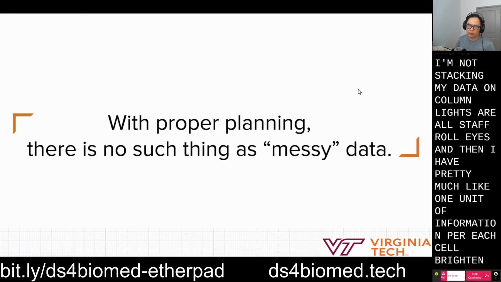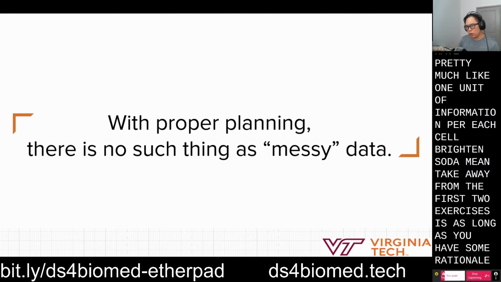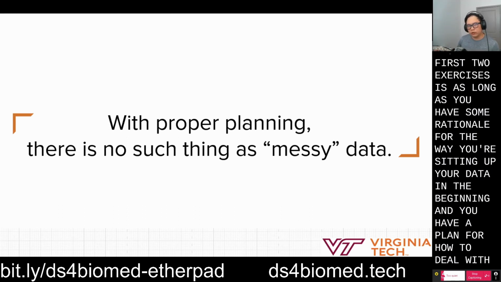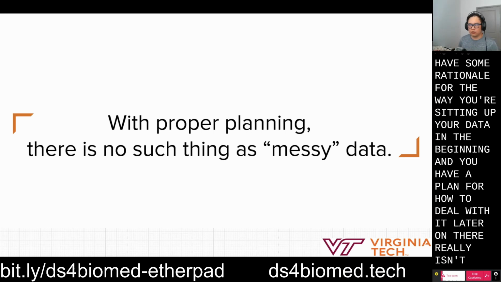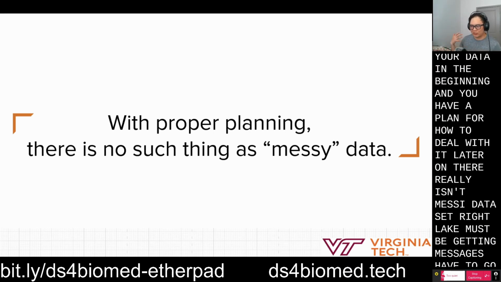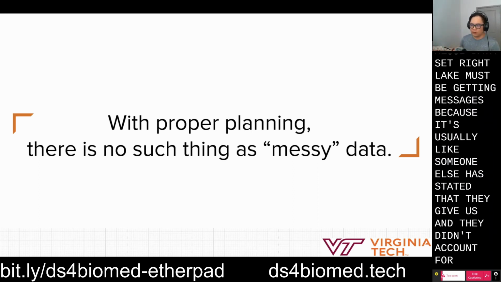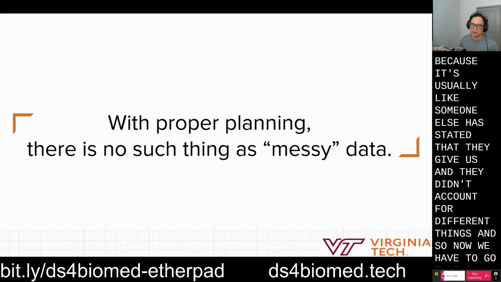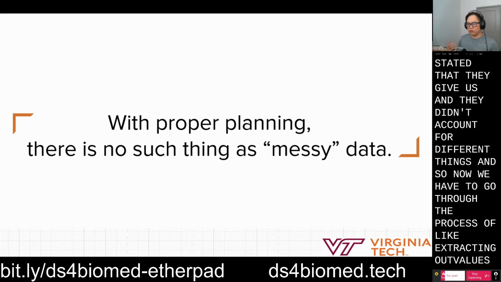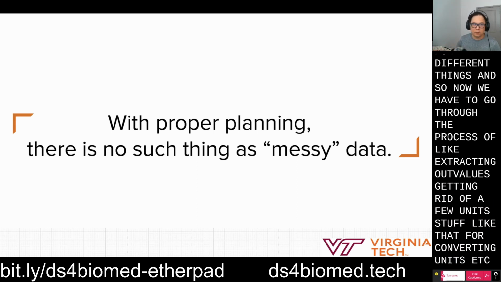Right. And so the main takeaway from the first 2 exercises is, as long as you have some rationale for the way you're setting up your data in the beginning, and you have a plan for how to deal with it later on, there really isn't a messy data set, right? Like we get messy data sets because it's usually someone else's data that they give us and they didn't account for different things. And so now we have to go through the process of extracting out values, getting rid of units, or converting units, et cetera, et cetera.